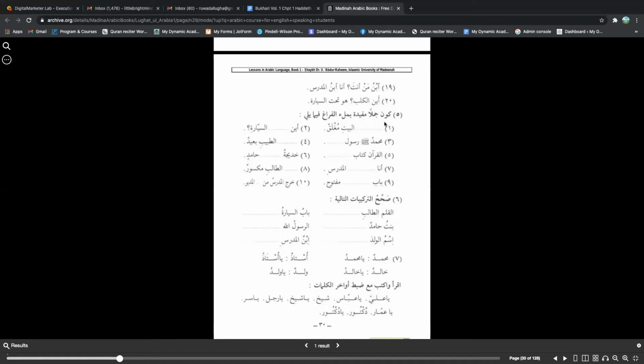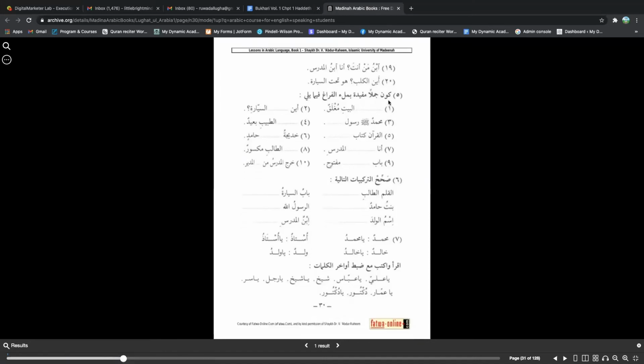Kawin. Okay, so this is the command form. Kawin means make or create. It is to bring something into being, because kana yakunu means to be or exist. So kawin is to make something be. So we translate it as create or make. Kawin jumalan mufidatan, make complete, beneficial sentences. So meaning a complete sentence in Arabic.